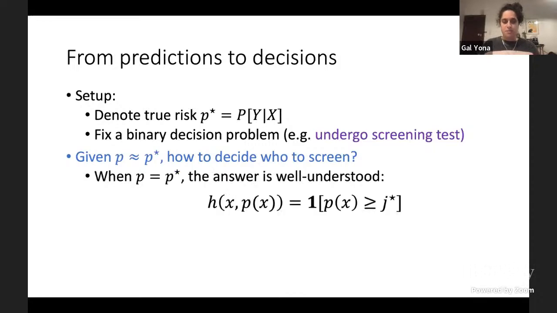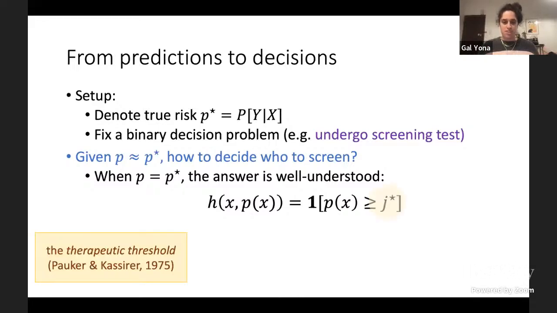Actually, when this predictor P is exactly P star, it turns out that the answer to this question is both simple and very well understood. Basically, the optimal thing to do is to take the prediction of risk and decide on the binary treatment if and only if P(X) exceeds a certain threshold, J star. J star is going to be a prime actor in this talk, so we'll revisit it again and again. I want to make three immediate comments about this J star.